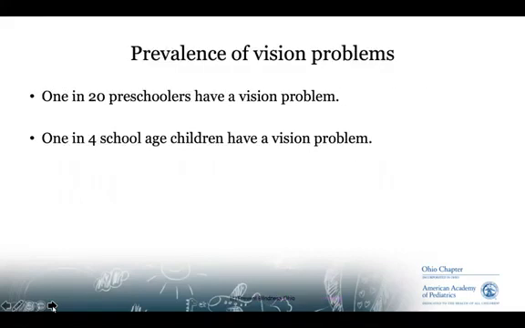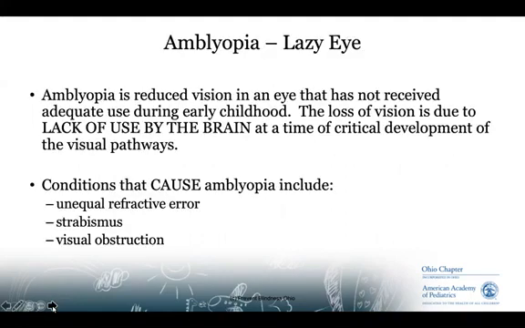1 in 20 preschoolers have a vision problem, and 1 in 4 school-age children have a vision problem. Amblyopia is reduced vision in an eye that has not received adequate use during early childhood. The loss of vision is due to lack of use by the brain at a time of critical development of the visual pathways. There are several conditions that can result in amblyopia, and the most common include an unequal refractive error, strabismus, and visual obstruction.